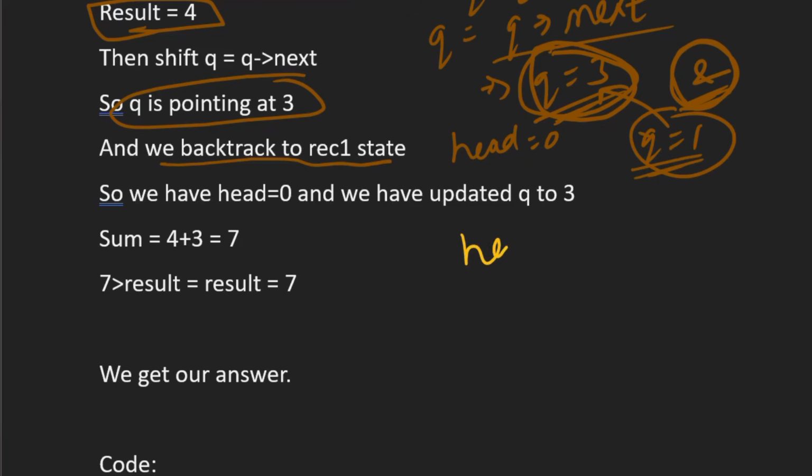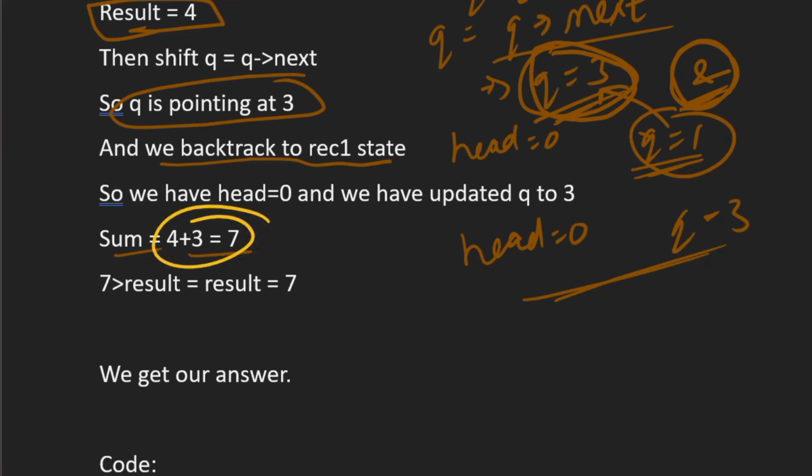So now we have head at 0 and q at 3, right? So we take sum is equal to 4 plus 3, that is 7. So 7 is greater than result, so we set our result equal to 7. So we get our answer, that is 7.